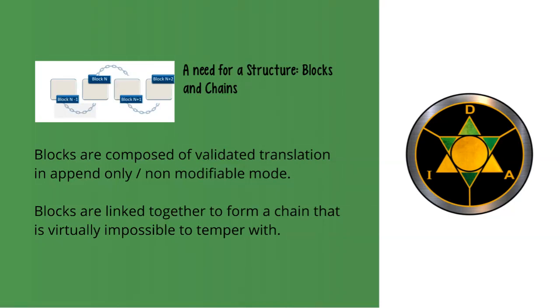So now we get to the last building block of distributed ledger technology, which can be generalized in a way to organize and structure transactions. In the case of a blockchain, blocks are used, but in a general sense, it's just a way to structure the transactions that we talked about previously. So blocks are basically composed of validated transactions in an append only mode.